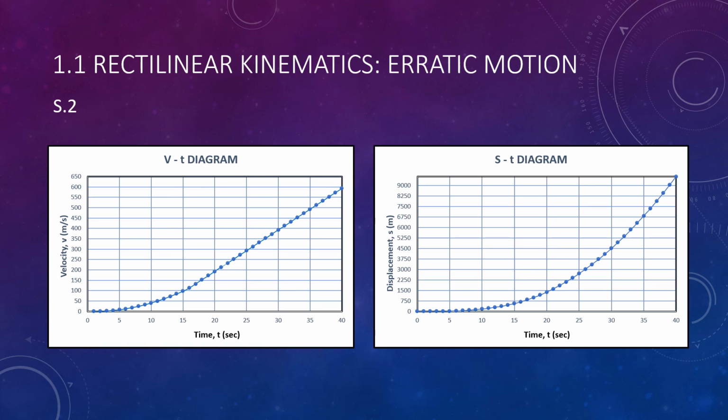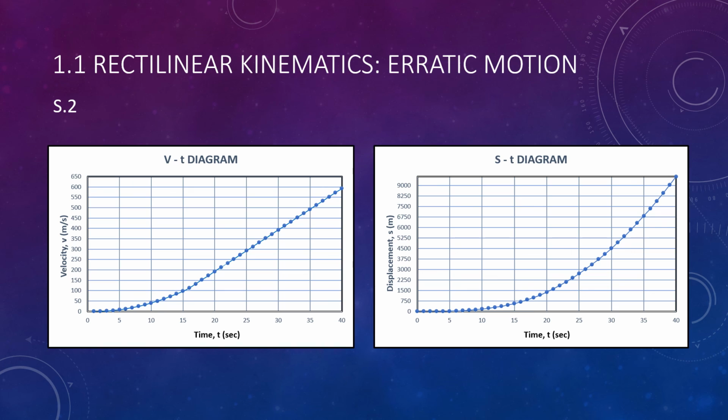As a result, we found velocity v1 at 15 seconds and velocity v2 at 40 seconds, displacement s1 at 15 seconds and displacement s2 at 40 seconds. The plotted v-t diagram and displacement s-t diagram are presented.